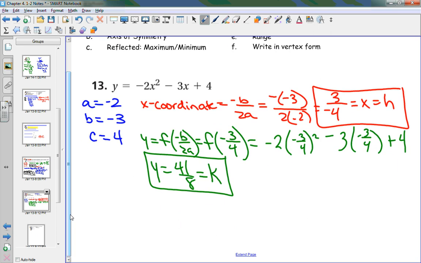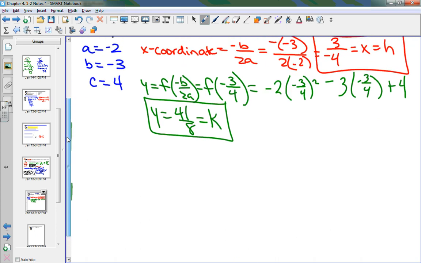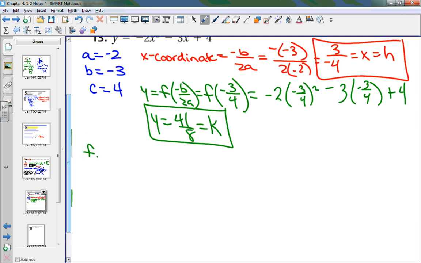Okay, so all of that said, what should I find first? Because it'll be a whole lot easier if I find this first, right? Should probably find your vertex form, right? Because if I find my vertex form, I can find everything else. So this is actually our last letter, which is going to be F. My vertex form is y is equal to a times x minus h squared plus k.